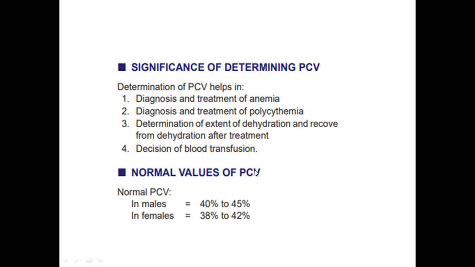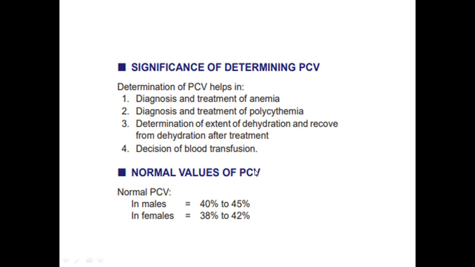So what is the normal value of the packed cell volume? Now, in males, the normal value is 40% to 45%. So what does that mean? It means that in blood, 40 to 45% of that total blood is red blood cell. And we said that the volume or the proportion of blood that is red blood cells is called the packed cell volume. Good. So it means that in a male, 40 to 45% of the blood is red blood cell, while in a female, 38 to 42% of the blood is red blood cell. So this is a normal packed cell volume.